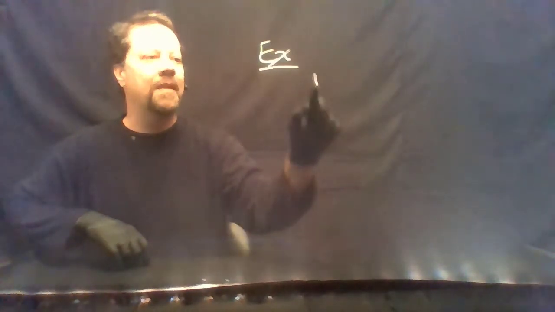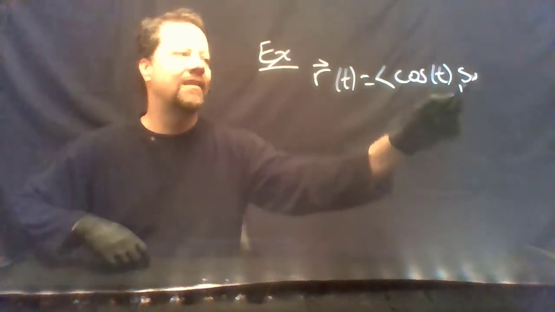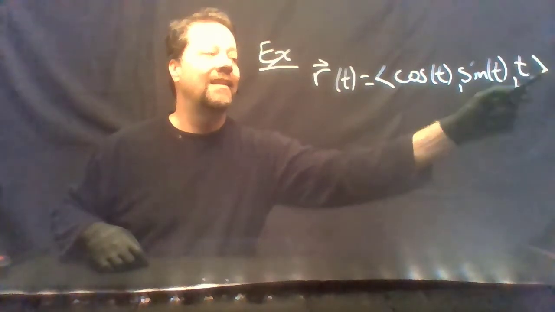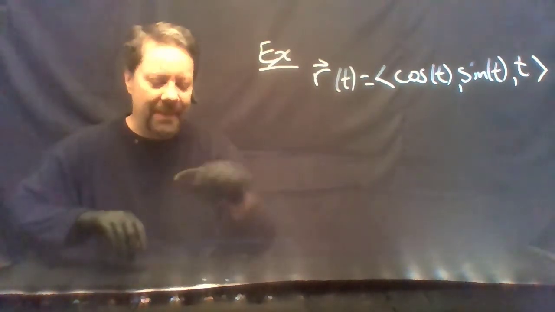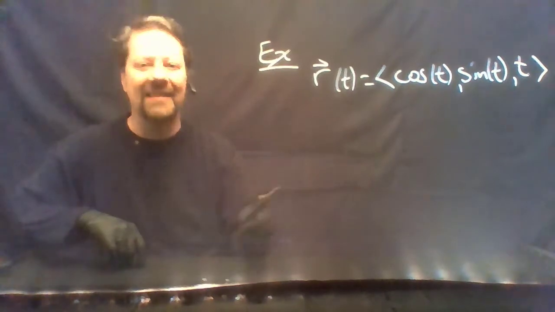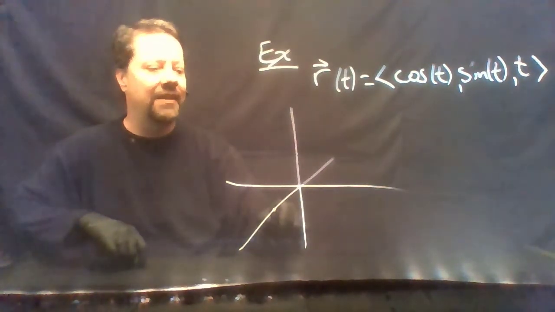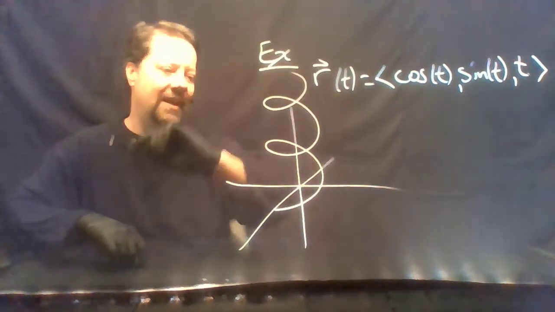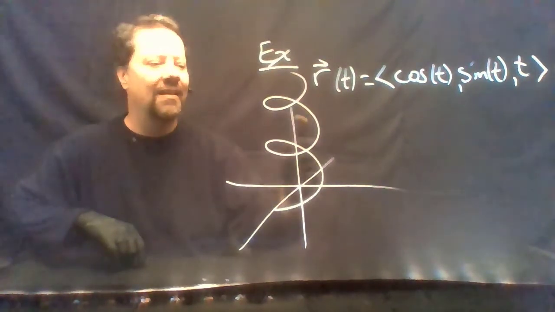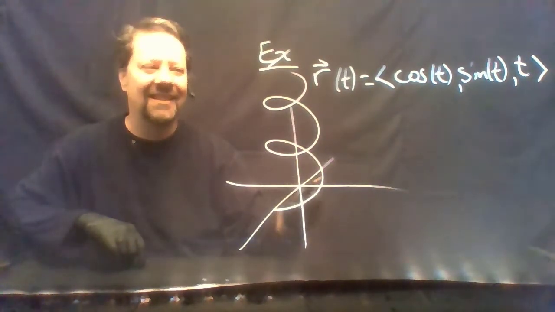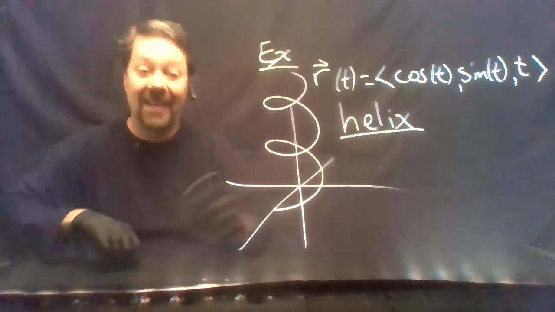For our next example, suppose we have r of t equals cosine of t, sine of t, t. You can see if this didn't have that last coordinate, it would just be a circle of radius 1 in the xy plane. But as t increases, z increases. This curve is going to cycle upwards, going around and around the z-axis. What would you name this curve? That is a helix, a little corkscrew curve.